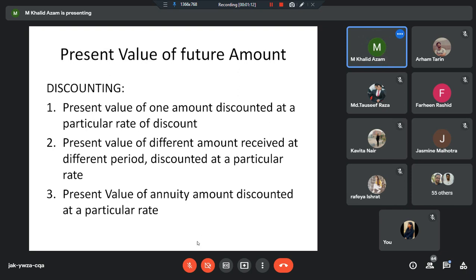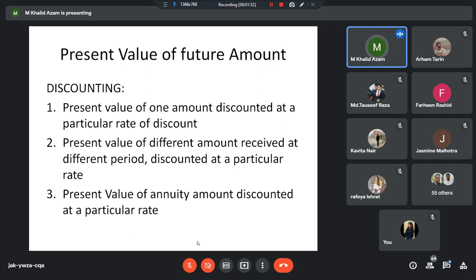There are three conditions which are still here, and I think I had already discussed with you the first one, present value of one amount discounted at a particular rate. So that part we have considered. The basic formula which we know about this present value: the amount whatever is there, multiply this amount by 1 divided by 1 plus r to the power n, and you will get the value of that particular amount. 1 divided by 1 plus r to the power n.